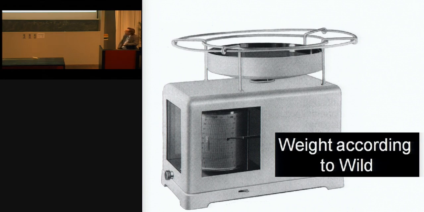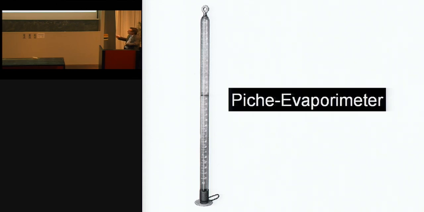This is a Pichet evaporimeter. Oh, there's an accent aigu missing. I think Pichet with a little accent here. Doesn't matter. And here you have a column filled with water, and in this column of water you have a porous media here at the bottom. And evaporation is leaving via this porous media.